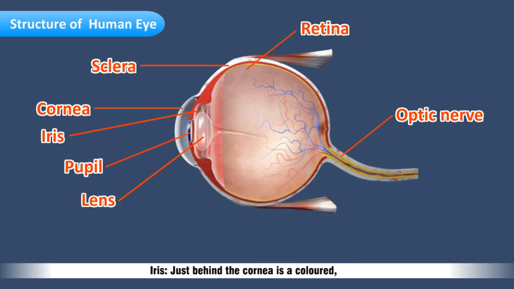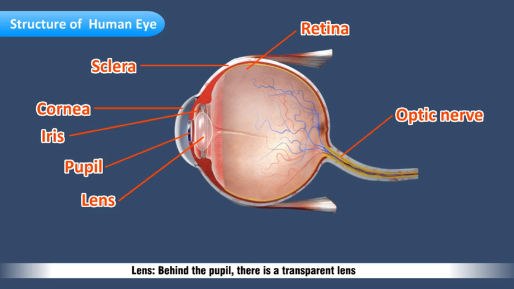Iris. Just behind the cornea is a colored, dark muscular diaphragm called the iris that gives an eye its distinctive color. It also regulates the size of the pupil. At the center of the iris, an aperture called the pupil is present, which controls the amount of light entering the eye.